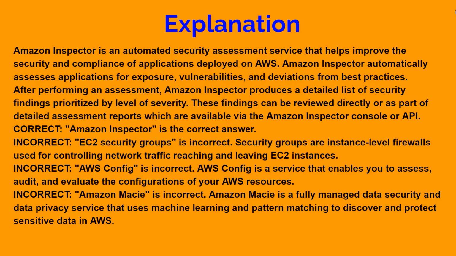Incorrect. EC2 Security Groups is incorrect. Security groups are instance-level firewalls used for controlling network traffic reaching and leaving EC2 instances. Incorrect. AWS Config is incorrect. AWS Config is a service that enables you to assess, audit, and evaluate the configurations of your AWS resources. Incorrect. Amazon Macie is incorrect. Amazon Macie is a fully managed data security and data privacy service that uses machine learning and pattern matching to discover and protect sensitive data in AWS.